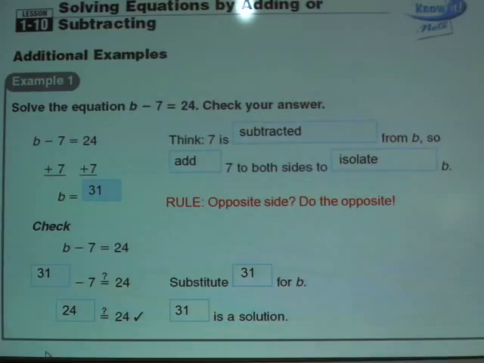So if we look at number 1 here where it says b minus 7 equals 24, b is a variable and it's on the left side of the equal sign.